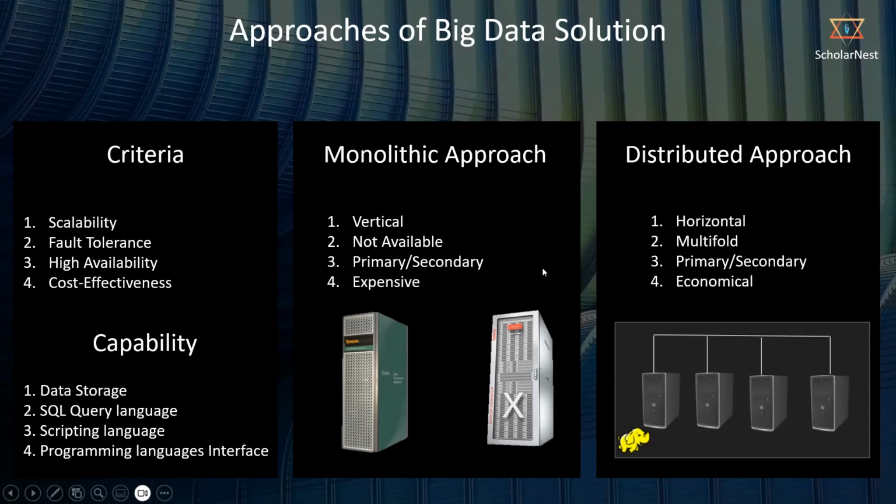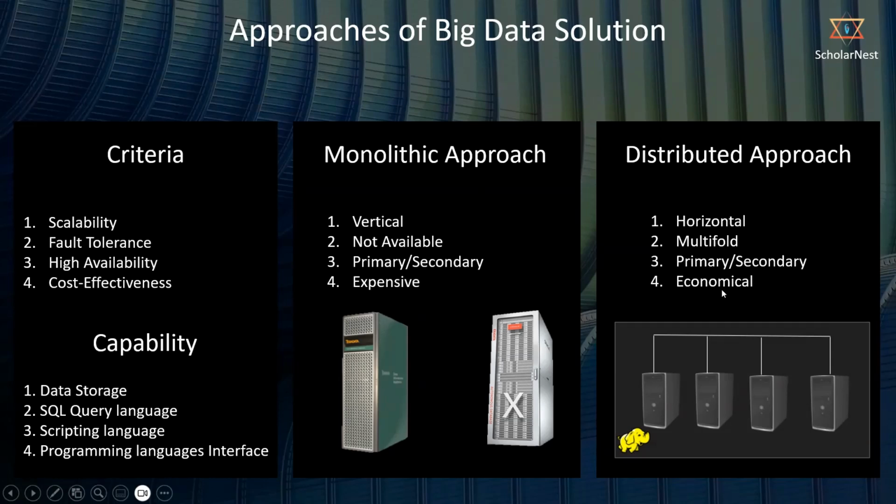Both systems offered high availability using primary-secondary, but the cost of having a secondary in the monolithic approach was very high. The cost of having a secondary in the distributed approach was extremely low. So businesses liked that also. The fourth criteria where they evaluated these two approaches was cost effectiveness. So these systems were very expensive.